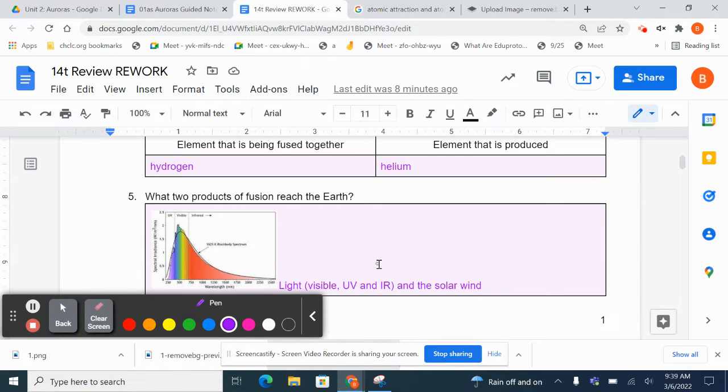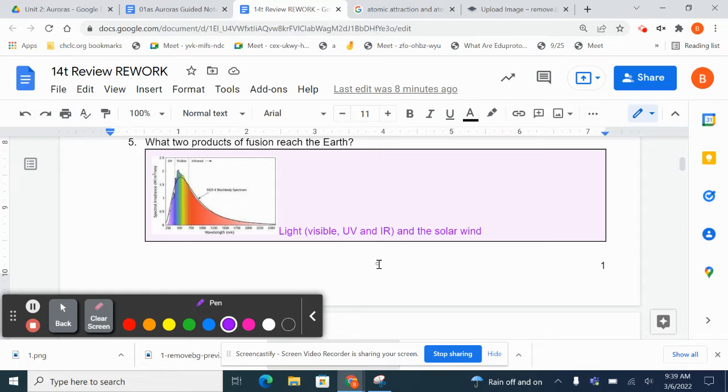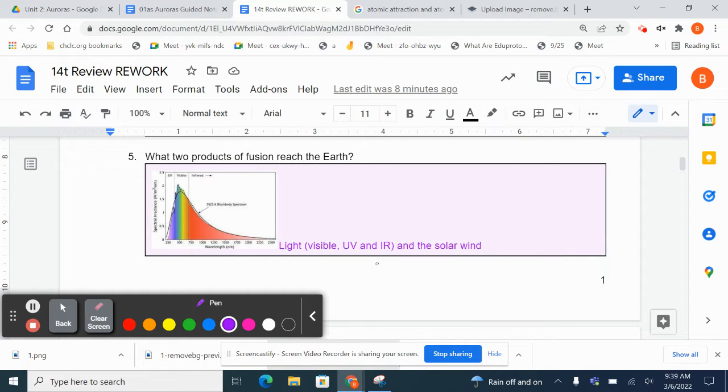All right, let's look at number 5. What are the 2 products of fusion? So we know light comes off, and of course this is a picture of the different types of light that are coming off of the sun. We've got UV here, visible in the center, and infrared off to the side, all the way over to here. These are the 3 types of light that reach us, or electromagnetic radiation more specifically, and of course the solar wind, and that one's important to us because that is what's happening in the auroras.